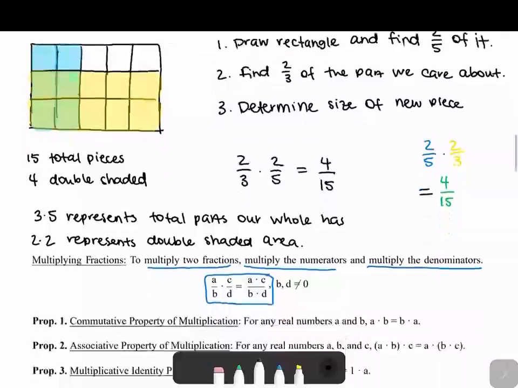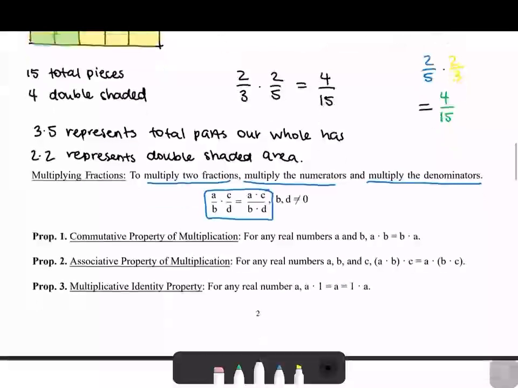Okay, so this is how the area models relate to the algorithm. I chose to do the models before the algorithm because we all know how to multiply fractions. So I just wanted to talk about how that related to it pictorially first.